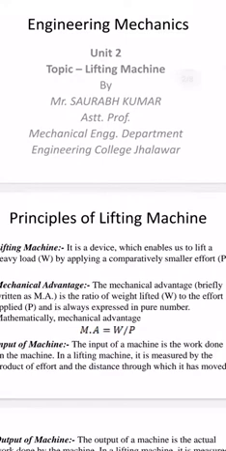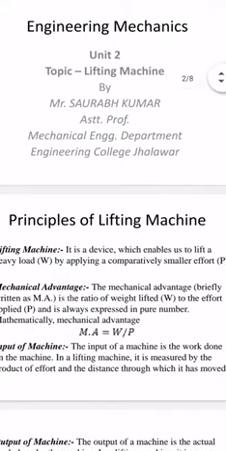This example we can see in various places in your daily life, like when you have to change the tire of a car, we have to lift the car, so that machine uses the lifting machine principle. Okay, various examples are also there.